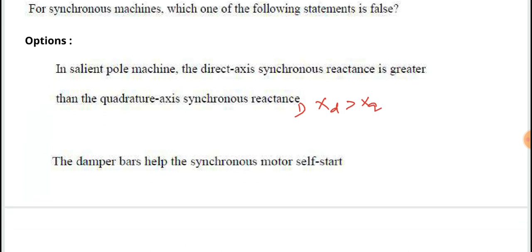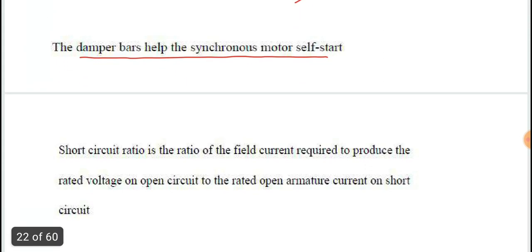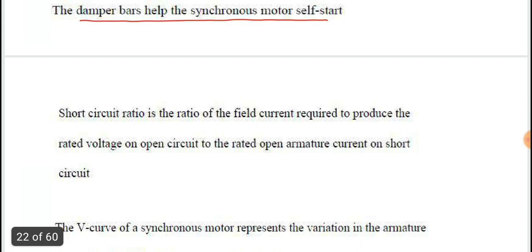Next one, the damper bars help the synchronous motor to self start. Why? Because damper bars come into picture when the rotor speed is changing. When NR is equal to NS, there won't be any damper bar action. Whenever the speed is less, the damper bars come into picture and make it self-starting. That is also a correct statement. And next one, short circuit ratio is the ratio of the field current required to produce the rated voltage on open circuit to the field current required to produce rated armature current on short circuit.